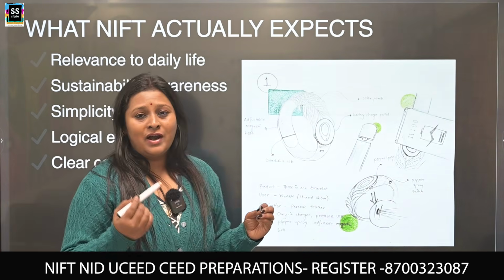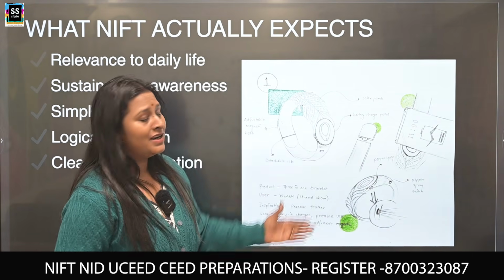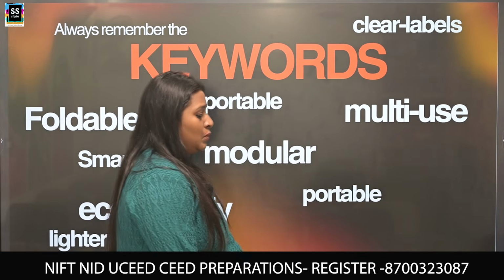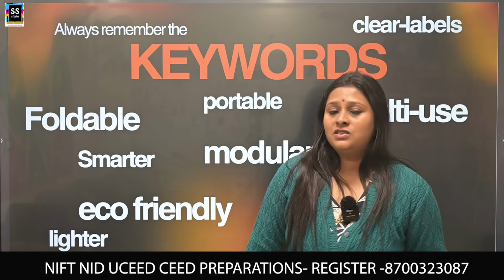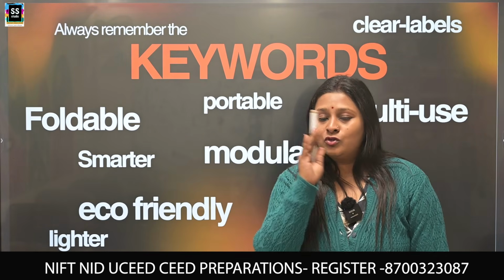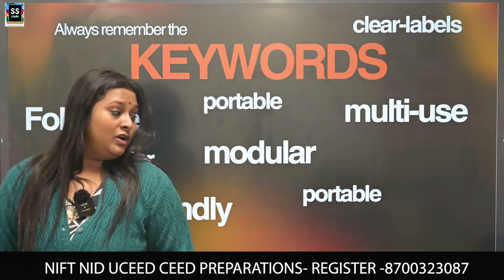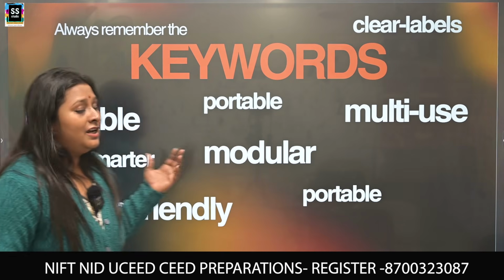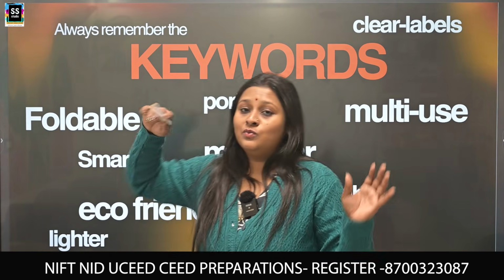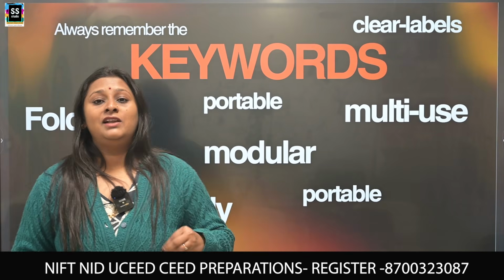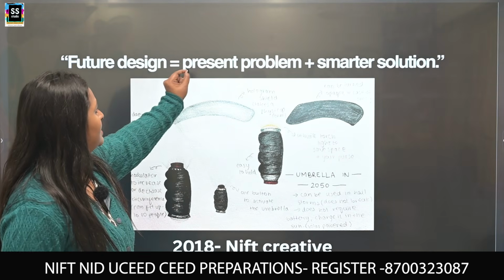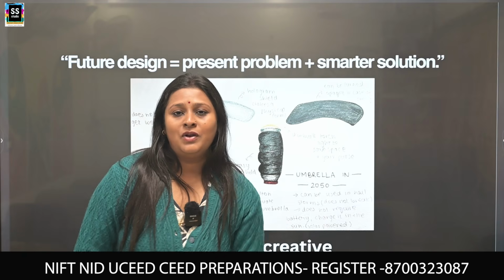Not only the drawing part is going to be helpful, but expressing it, ideating it is equally important. So always remember the keywords when you are doing futuristic designs, guys. Foldable, if you are making any object, it can be foldable. It can be portable, multi-use, eco-friendly. It could be lighter, it could be modular, and the labels should be clear. So these are all the keywords which you usually keep in mind while drawing that object and while mentioning that in the write-up. Future design is equal to present problem plus smarter solution.